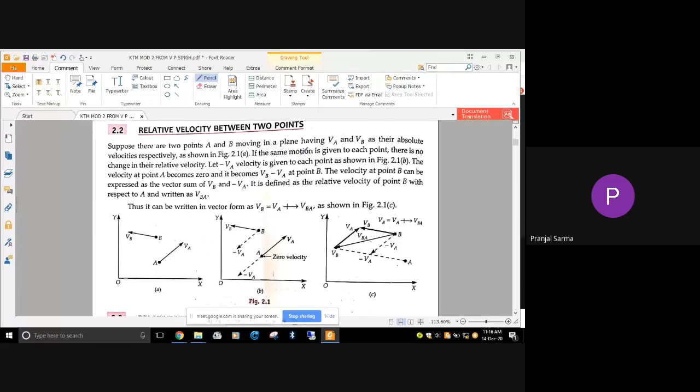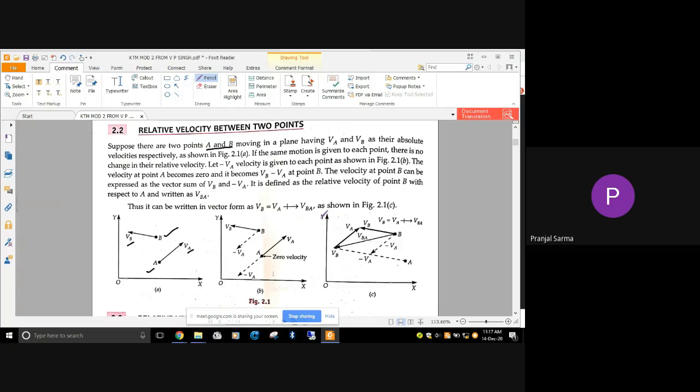So let's discuss. Suppose there are two points A and B, just like this. This is point A, this is point B, and we say this is VA and VB. They are nothing but their absolute velocities. We have already discussed what we understand by absolute velocity and what relative velocity is. Absolute velocity is whenever we talk with respect to a fixed position or zero velocity point.